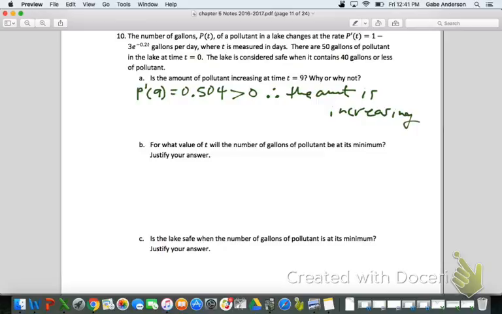B. Interesting question. Okay, so B says, for what value of T will the number of gallons of pollutant be at its minimum? Justify your answer. So how do we justify, or what's the framework for determining whether we have a minimum or a maximum or neither? Find critical numbers.